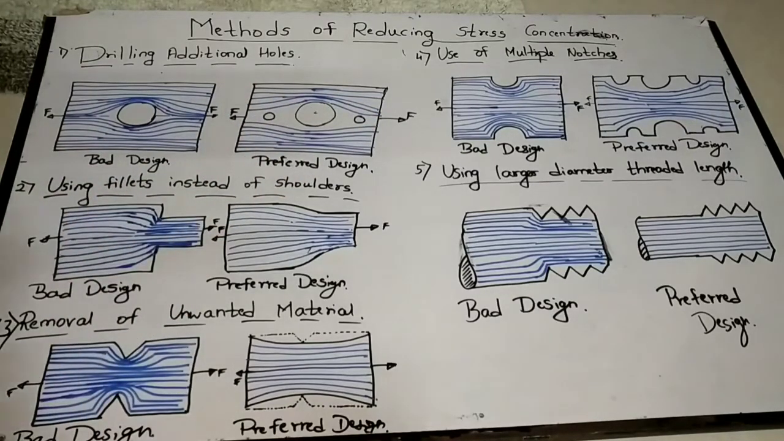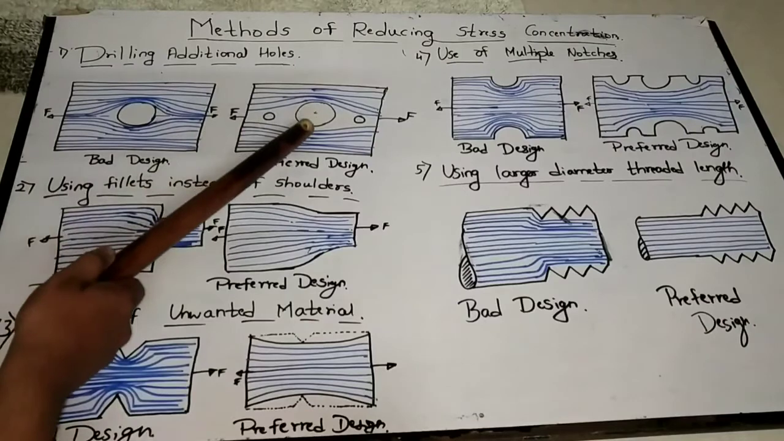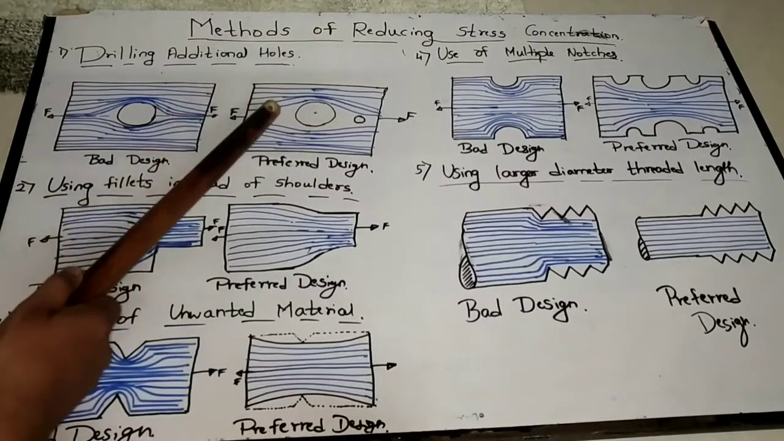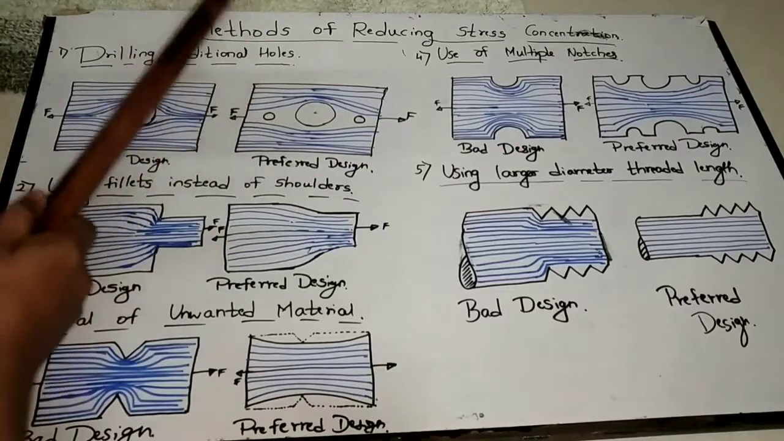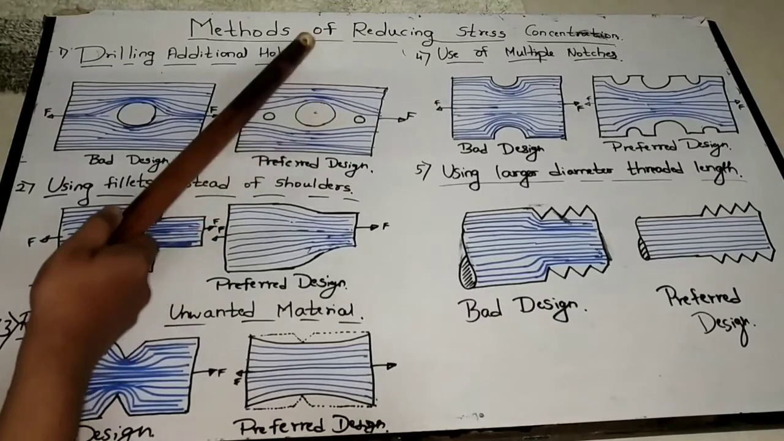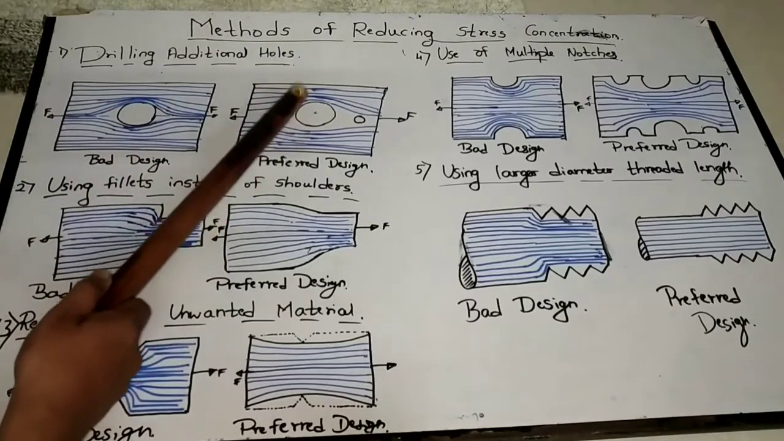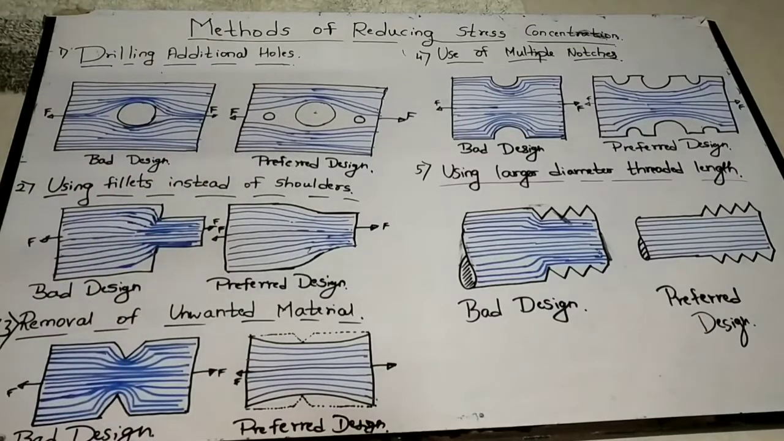Now I can decide among these 2 models which is my preferred design. So this is bad design, this is our preferred design. Why? Because around this hole I made some arrangement in this model in such a way that by drilling additional 2 small holes around this hole, the stress concentration is reducing. So that is why among these 2, this is our preferred design. Okay. So this is the first method of reducing stress concentration, by drilling additional 2 holes.